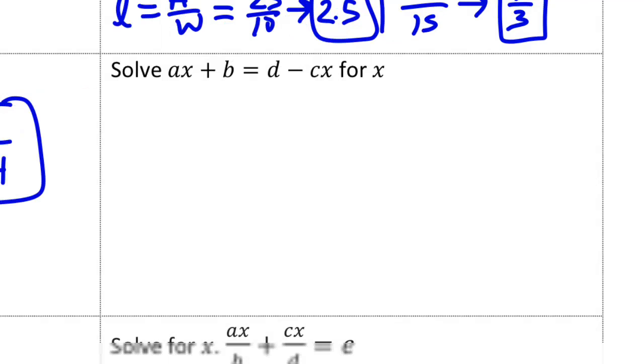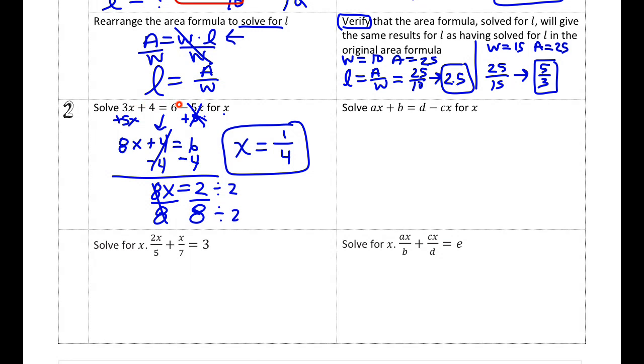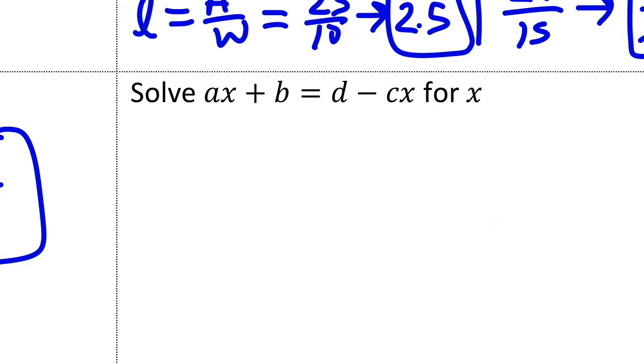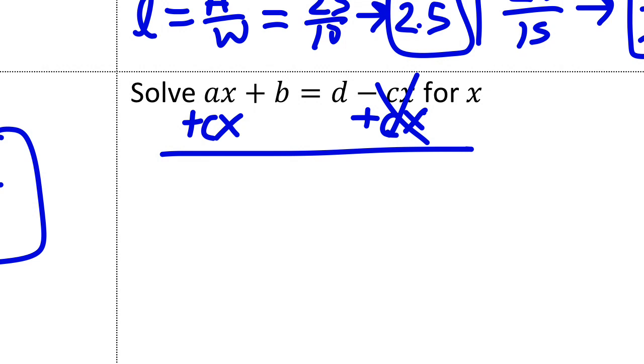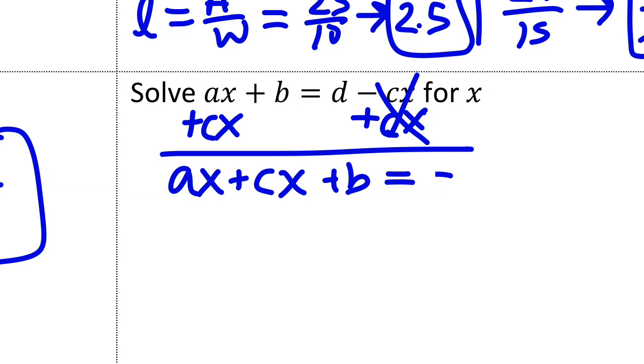Okay, let's take a look at this problem. So in this problem, I see that it looks kind of like this problem, except there are no numbers here. Luckily, we can still use the exact same steps to solve this problem. So here we added the smaller variable, we took away whatever number was there, and then we divided by what was left. So I'm going to add the smaller variable, which I'm going to assume is the negative cx. So I'm going to add cx to both sides, just like that. That one cancels out. And we have ax plus cx plus b equals d.